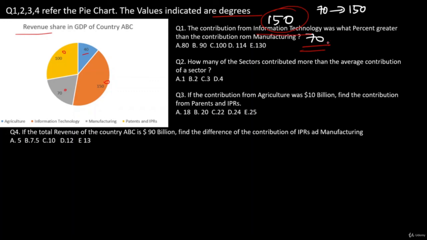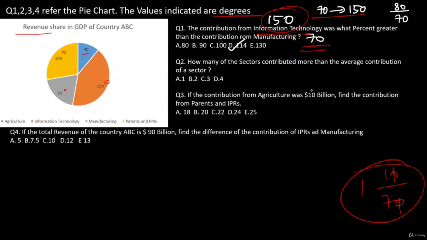We know that percentage change is nothing but change by initial value. If you do 150 minus 70, that is 80. So over here, the change is 80 and the initial value is 70. You just need to find 80 by 70, and that is nothing but 114%. 80 by 70 is 8 by 7, which is 1 plus 1 by 7. 1 by 7 is 14% as per the percentage to fraction conversion table. So this is 100 plus 14, which is 114%. Or you can do 80 by 70 in your calculator and you will get the same answer. So the correct answer to this question is option D.